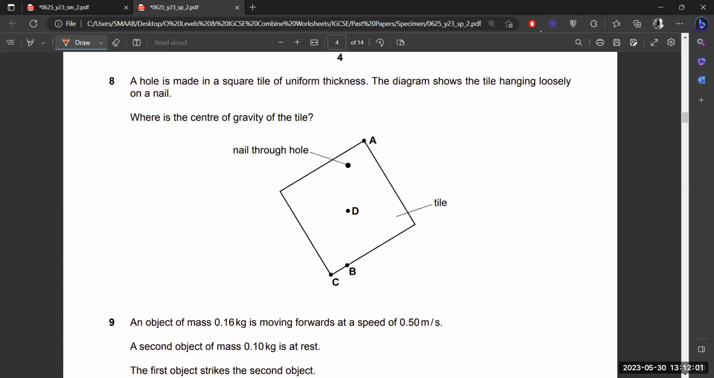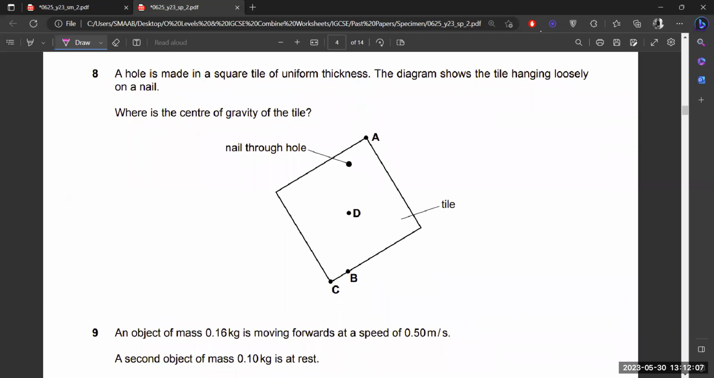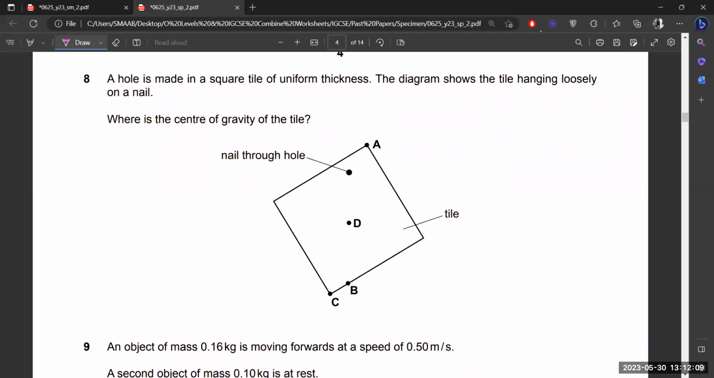A hole is made in a square tile of uniform thickness. The diagram shows the tile hanging loosely on a nail. Where is the center of gravity of the tile? So basically the hint in this question is that it is of uniform thickness. It means that if we hang this tile from any point, the center of gravity will always be at the center because the thickness of the tile is uniform.